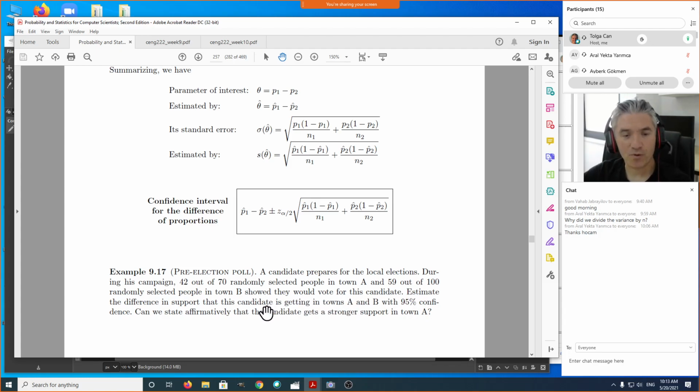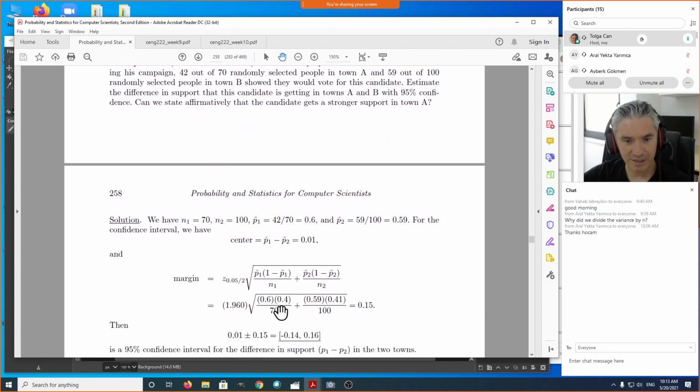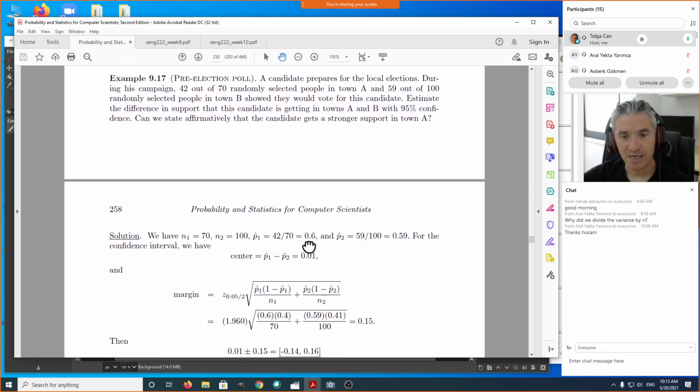Estimate the difference in support that this candidate is getting in towns A and B. So does this candidate have better support in town A or town B? What is the difference between the supports this candidate has in these two towns? Basically, we are looking for P1 hat minus P2 hat. 42 divided by 70 is 0.6, and the other is 0.59. So they're really close actually, 0.6 and 0.59. Build a 95% confidence interval. Here, the difference is just 0.01. As you can see, they're really close.